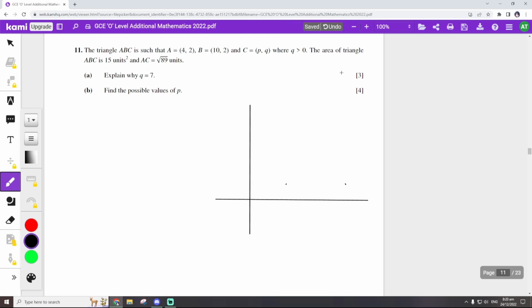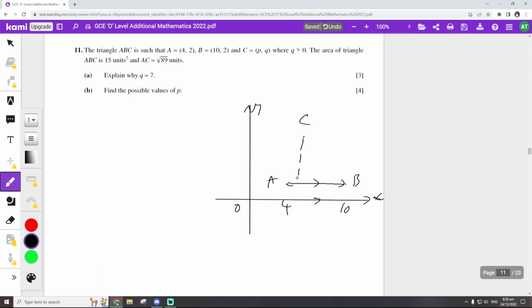C is going to lie above A and B, because the area of the triangle requires that C is not on the same y coordinate. You'll see that the line is actually parallel to the x-axis, so you'll get A, B, this is 4, this is 10. Okay, so therefore your C must be somewhere here.